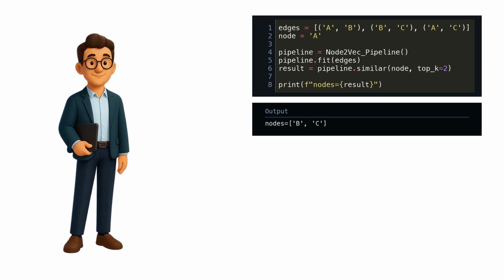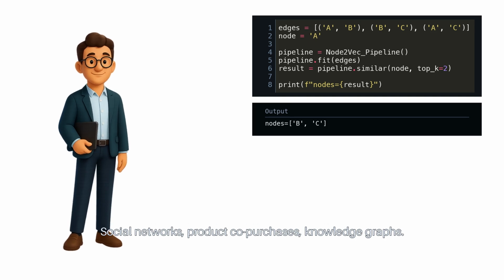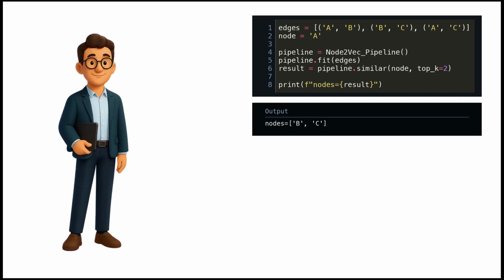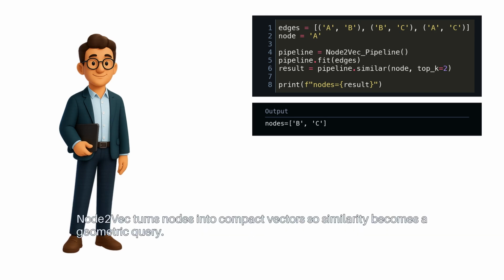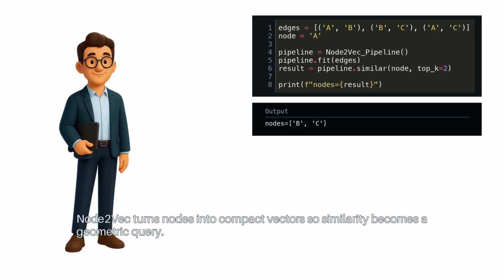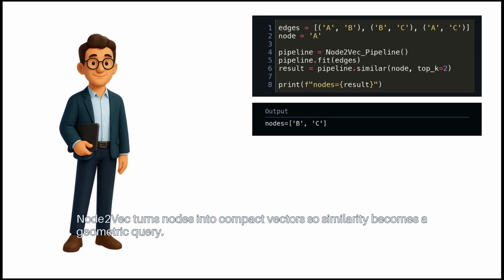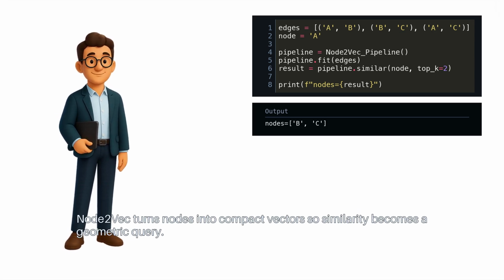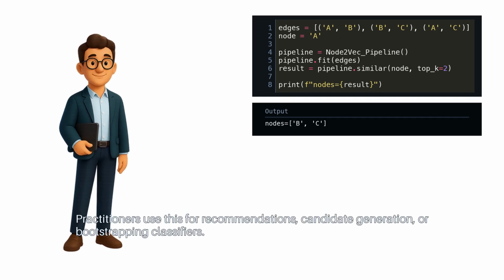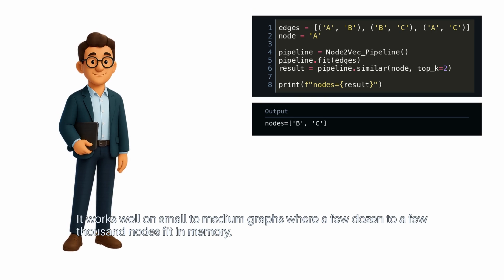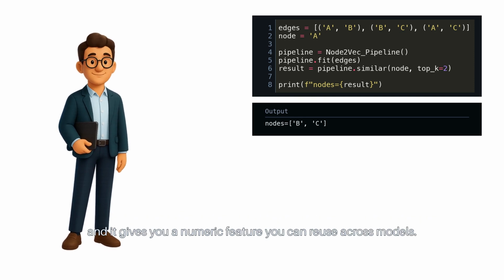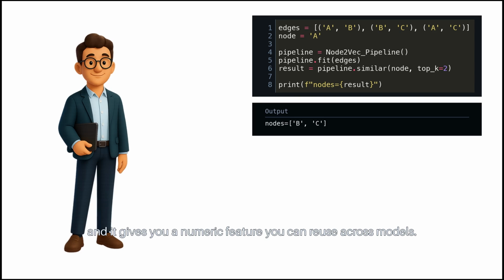Graphs are everywhere. Social networks, product co-purchases, knowledge graphs. The common need is not just who is central, but who is similar. Node2Vec turns nodes into compact vectors, so similarity becomes a geometric query. Practitioners use this for recommendations, candidate generation, or bootstrapping classifiers. It works well on small to medium graphs where a few dozen to a few thousand nodes fit in memory, and it gives you a numeric feature you can reuse across models.